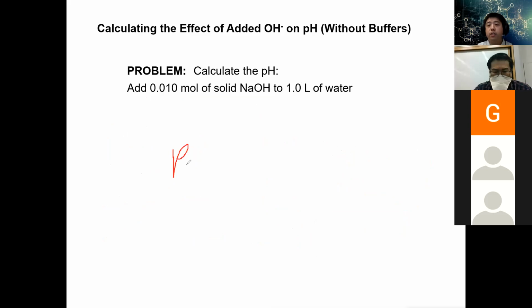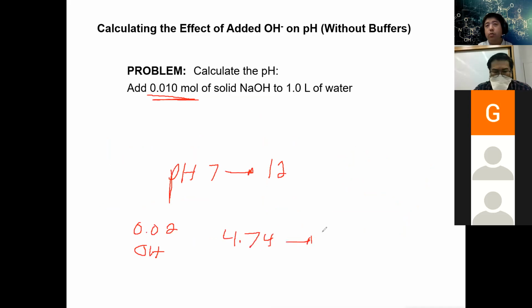So any questions on that? We went from a pH of 7 all the way up to 12. And if you look at the amount we added, 0.01 moles of it, right? In our previous scenario, when we dealt with the buffer, I added in 0.02 moles of it. So I added twice the amount of my OH here, right? And my pH only changed from 4.74 to about 4.77. Okay. So this is the difference between having a buffer versus not having a buffer.